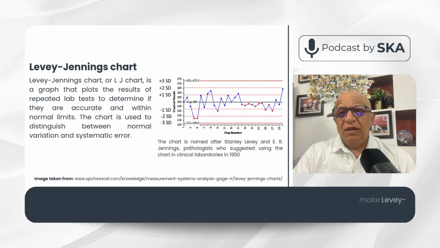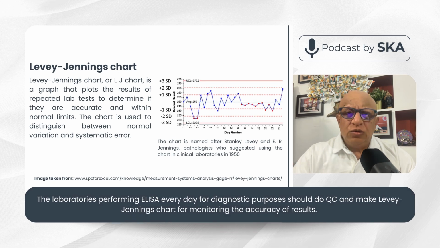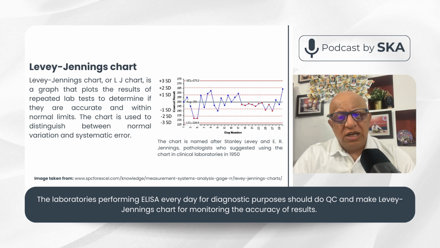Then, if there are laboratories which are doing a specific test every day, we should try to do quality control and draw Levey-Jennings charts. Do one control every day for 20 days and take an average and draw a quality control Levey-Jennings chart, which can be seen for the performance of ELISA in that laboratory.